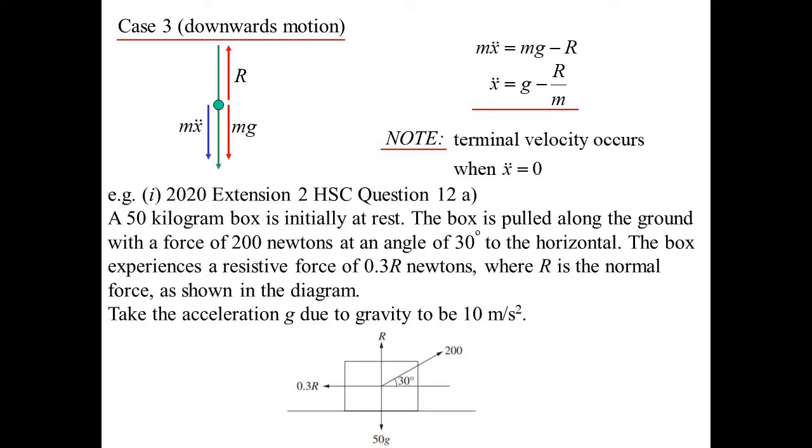Let's have a look at this first one from the 2020 HSC. They gave us this little diagram. It's a 50 kilo box and it's at rest initially, but they're going to pull it along the ground with a force of 200 newtons at an angle as they've drawn in there. There's also a resistive force of 0.3. There's a normal force, and then obviously a force due to gravity as well. So they want us to show that the resistance is equal to 400. And they've given us a hint: just use the vertical forces.